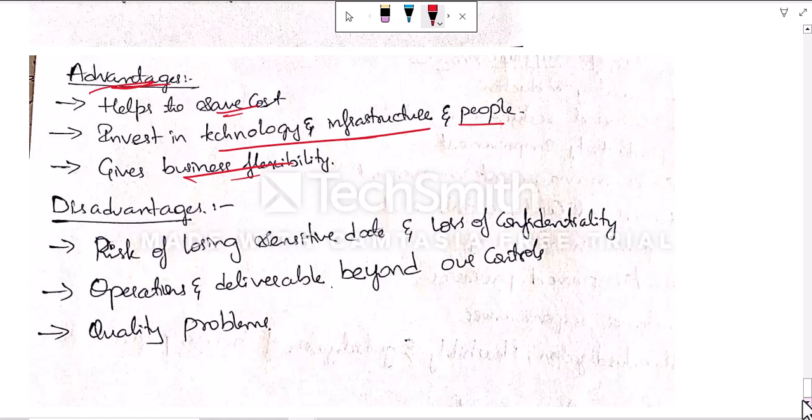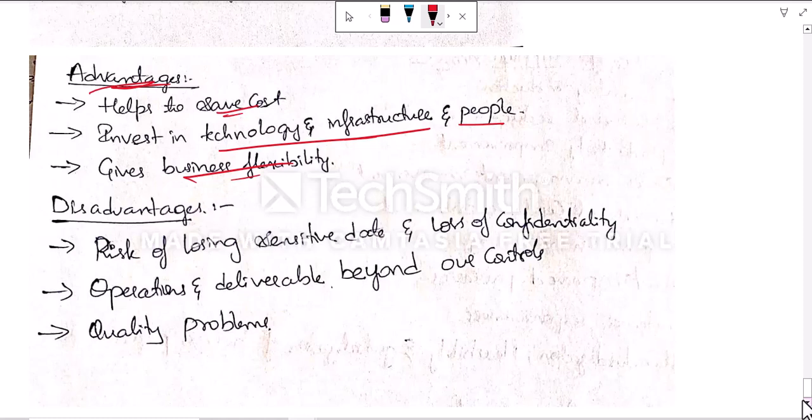See, if we tell them to deliver everything, they'll find some customers who are regularly purchasing, and they will open a new market, a supermarket, and they will start selling the product. So there might be a loss of data or confidentiality.